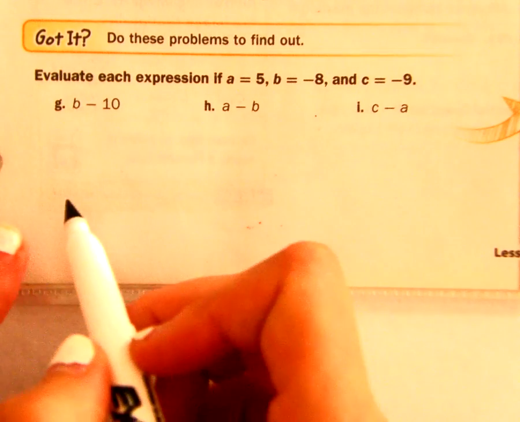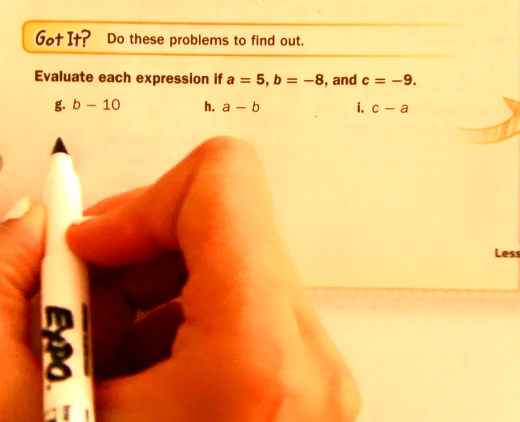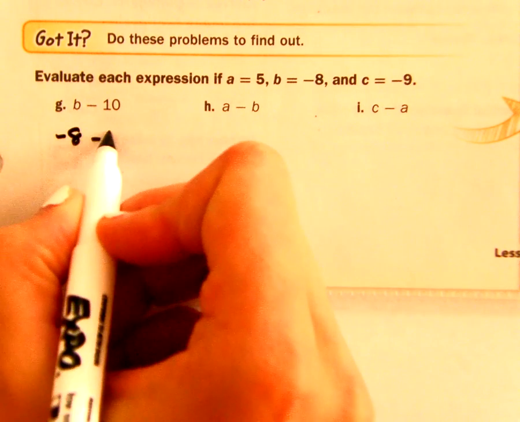So we're going to evaluate each expression if A equals 5, B equals negative 8, and C equals negative 9. To evaluate, we substitute that value in for the variable. So we're replacing it. So letter G, we have B minus 10. So I need to figure out, what did they tell us B was? Well, B was negative 8. So now I have negative 8 minus 10.